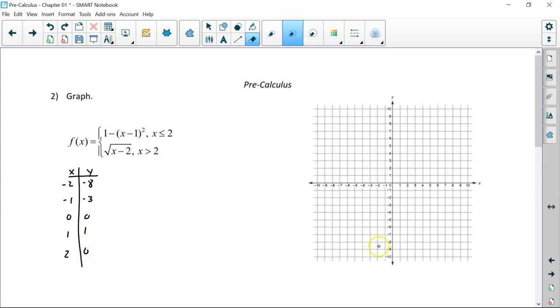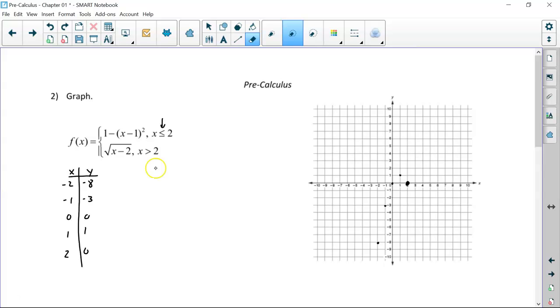So we're at -2, -8. We're down here. -1, -3, 0, 0, 1, 1, 2, 0. Now, once again, because of that or equal to, we're going to use a solid dot at 2, 0.